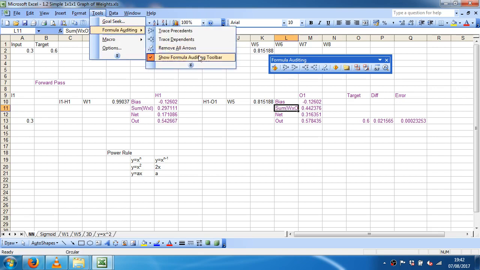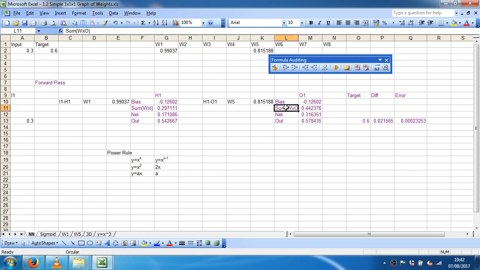So I've started up the formula auditing tool, which you can do from here in my version of Excel. What this allows me to do is work out what a cell is dependent on, or what cells are dependent on it. These two buttons, trace dependents and trace precedents, will show me what values depend on this cell, and what values precede this cell.